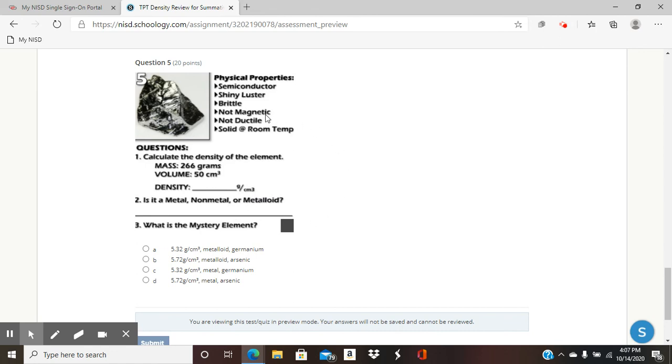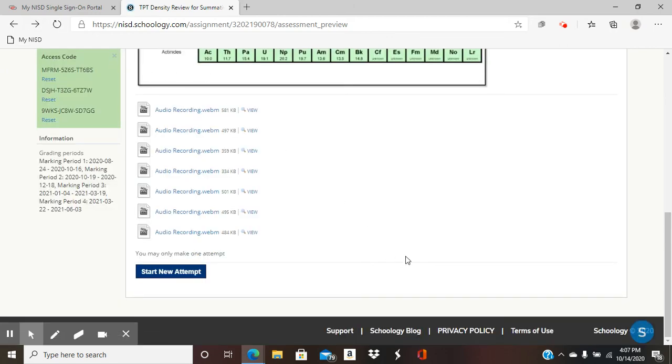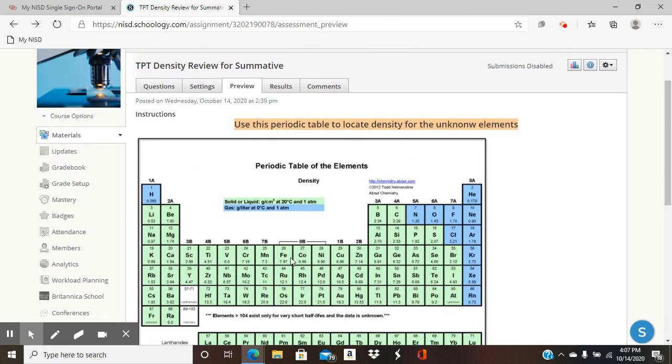Then you're going to look at your physical properties. Is it a metal, non-metal, or metalloid by these physical properties? And what is the mystery element? Look at the density, go back to your periodic table, look at the numbers at the very bottom of the symbol, and locate the number, and that will be your element.